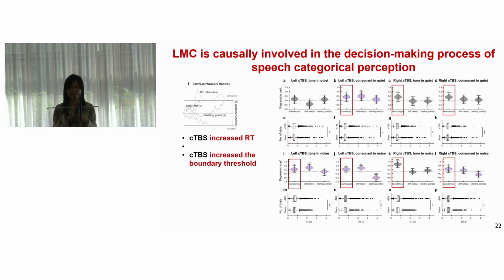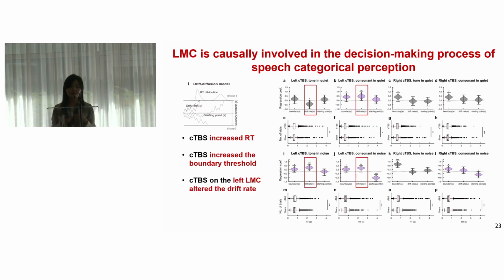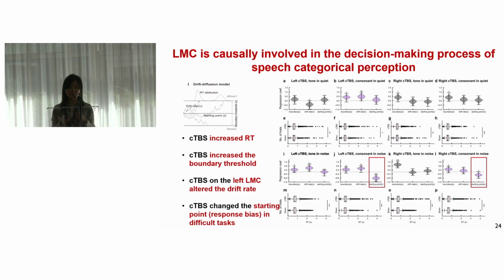bias. And the result here is that when they use the inhibitory cTBS, it actually increases the reaction time across all the conditions, which means we need longer time to make the decision. It also increases the boundary threshold, which means we have to accumulate more evidence to reach a decision. And when we stimulate the left hemisphere, it alters the drift rate. It also changes the starting point, which means we give more response bias, especially during the most difficult task, which is consonant in noise.